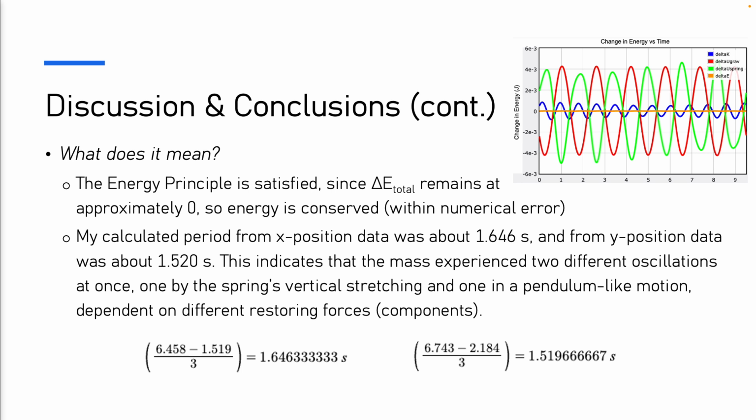For my analysis, the period of the X position data was about 1.646 seconds, while the Y position data had a slightly shorter period of 1.52 seconds. This difference occurs because the motion combines two independent oscillations, one from the spring stretching vertically and one from the pendulum-like sideways swinging. Each depends on a different value for restoring force, which makes the vertical motion complete its cycles a little faster.